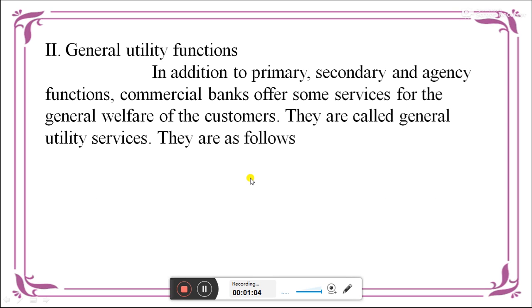General utility functions. In addition to the primary, secondary and agency functions, commercial banks offer some services for the general welfare of their customers. These are called general utility services. The general utility functions mean the additional things beyond the primary and secondary functions.